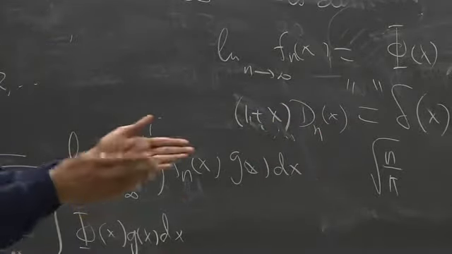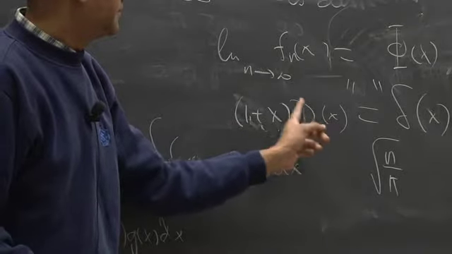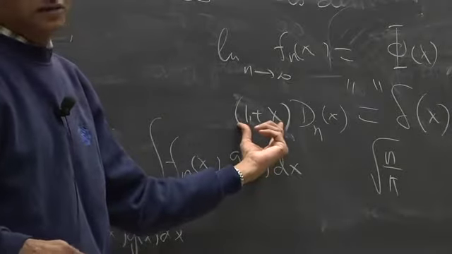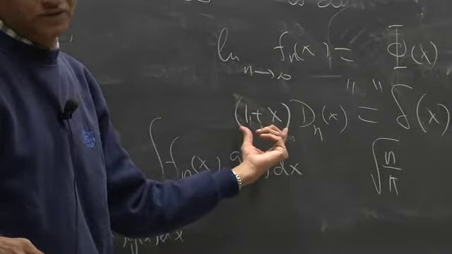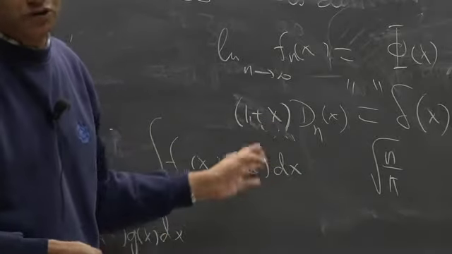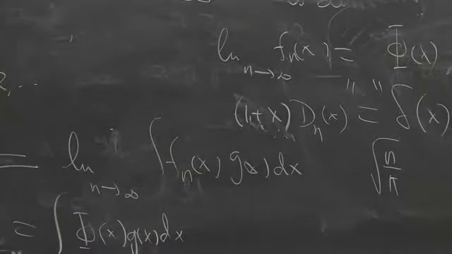After all, as n goes to infinity, this goes to 0 for non-zero x, so it doesn't care about the value of this function at x not equal to 0. It only cares about the value of this function at x equal to 0, and that should be equal to 1. Okay, so this is a definition. Now, what can we do with this?